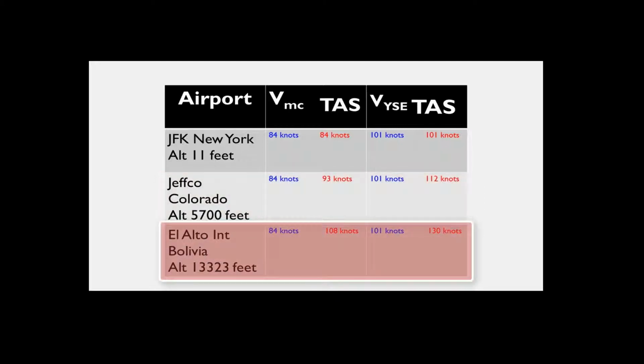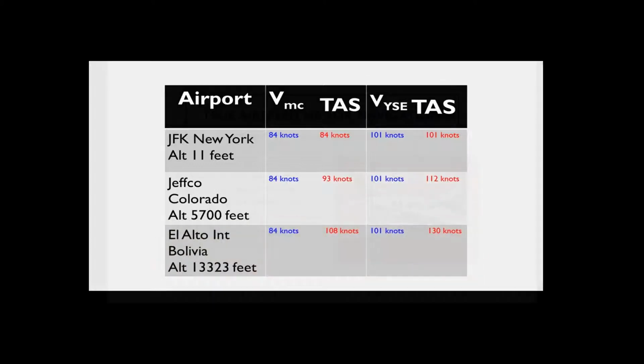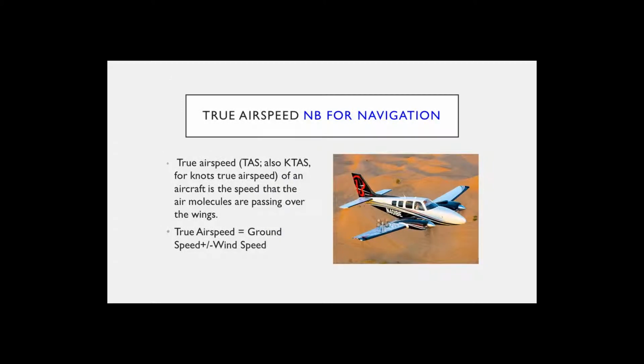At El Alto International in Bolivia, at an altitude of over 13,000 feet, our true airspeeds jumped to 108 and 130 knots respectively. True airspeed is important for navigation. It is expressed as TAS, or KTAS for knots. It's the speed at which air is moving over our wings. True airspeed will be ground speed minus tailwind or ground speed plus headwind.